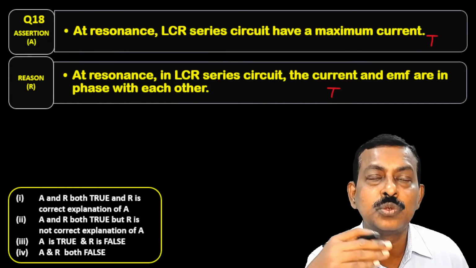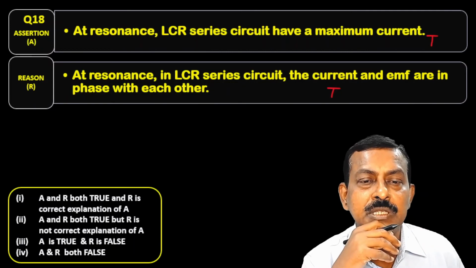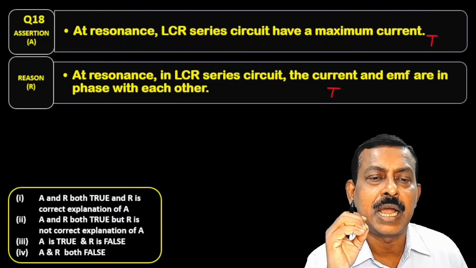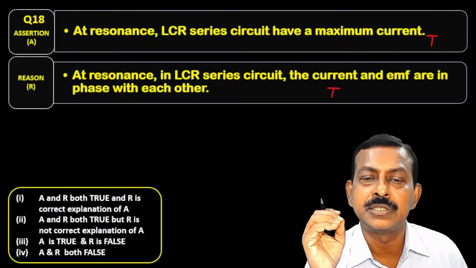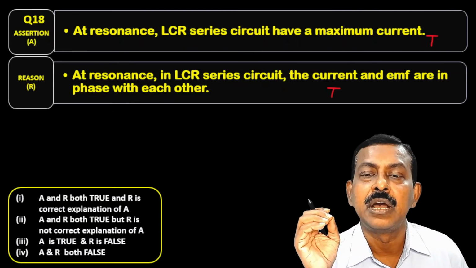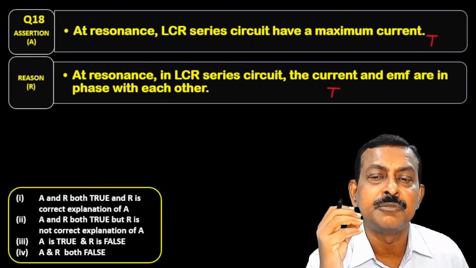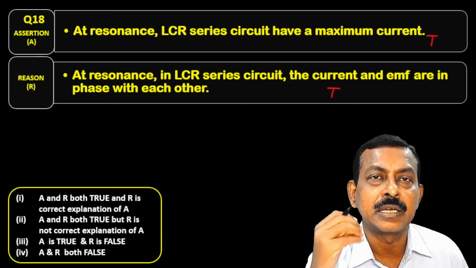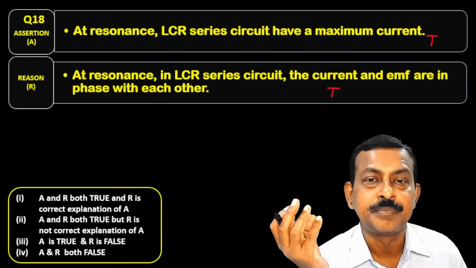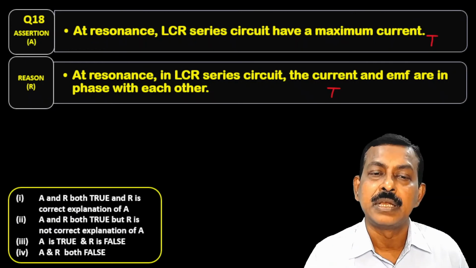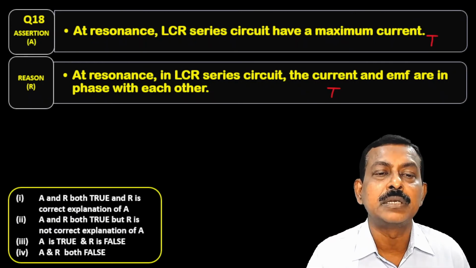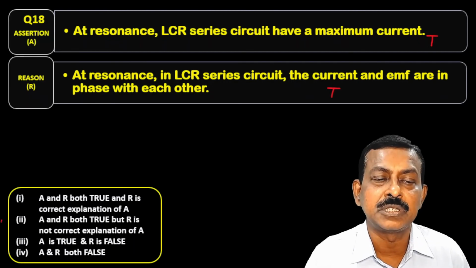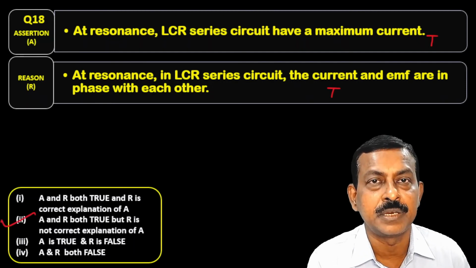Let's now take the two statements together. At resonance, LCR series circuit has maximum current because at resonance in LCR series circuit, the current and EMF are in phase with each other. Now, this is not explaining why the current should be maximum there. So here, both are true, but the reason is not the correct explanation for the assertion. So that means it is the second one, which is the correct one.